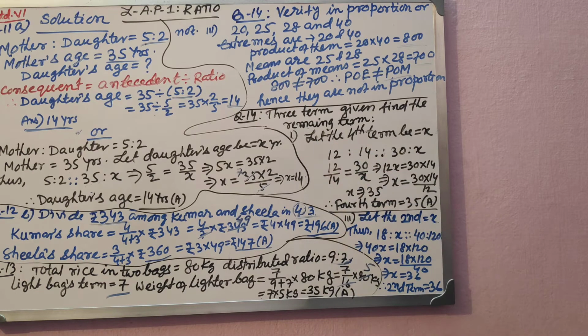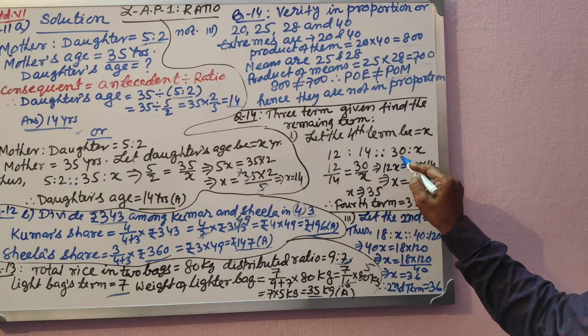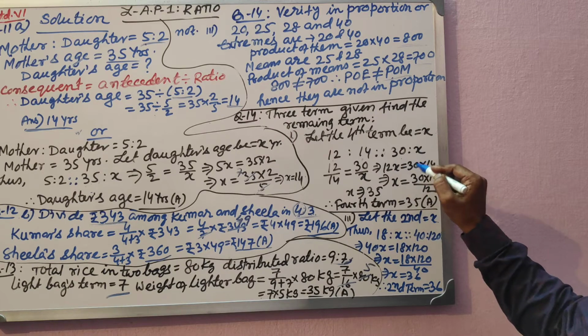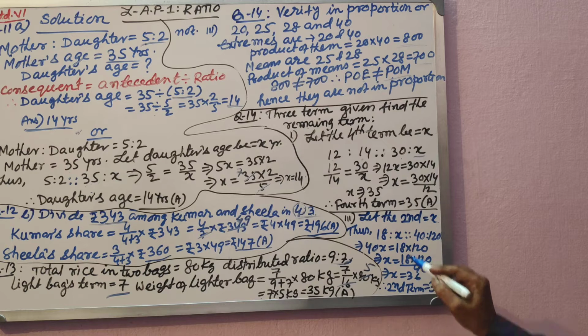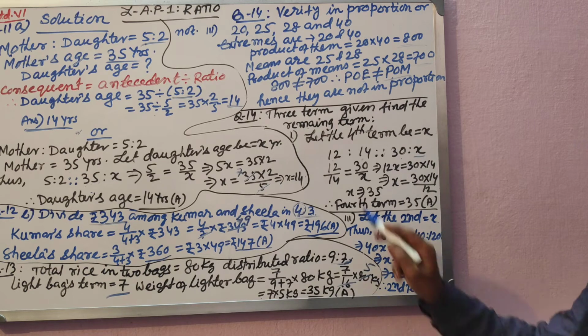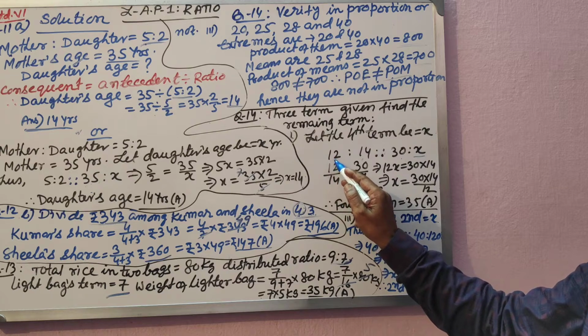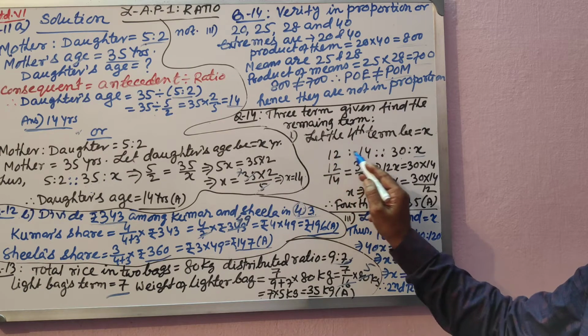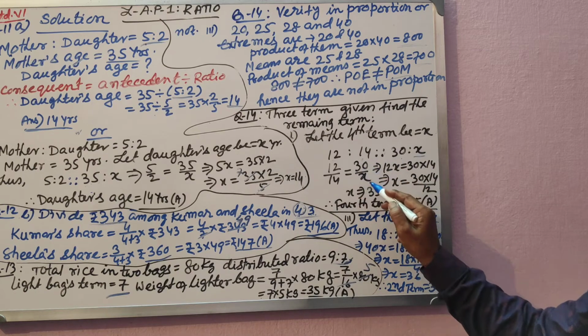The 4th term is not given. First term, second term and third term are given. First term is 12, second term is 14, and third term is 30. So 4th term is not given, I have taken it as x. Let the 4th term be x. So I will go for the formula. You can frame it as a fraction, this one ratio can be written as the fraction 12 by 14, and this proportion can be written as equal to 30 by x.